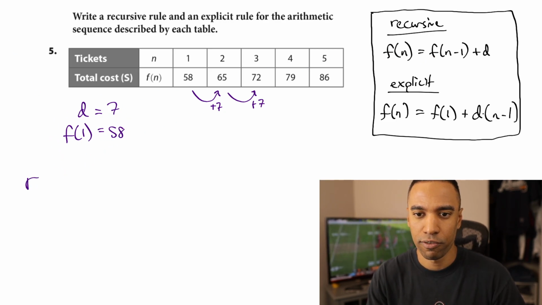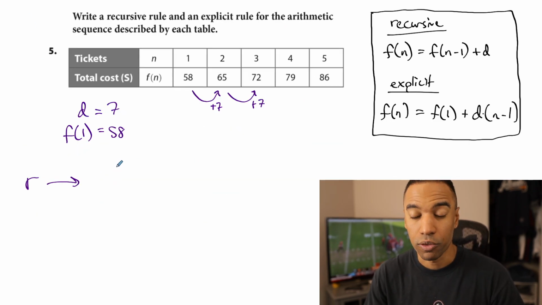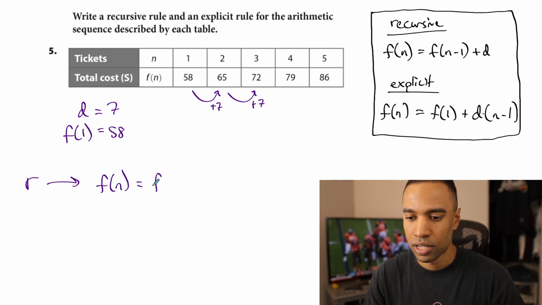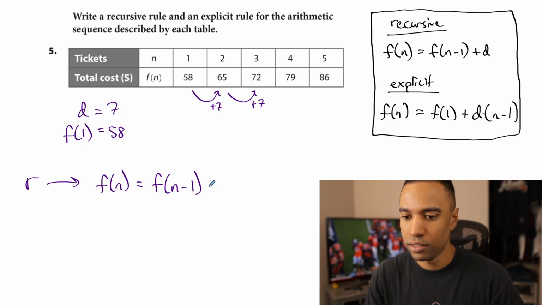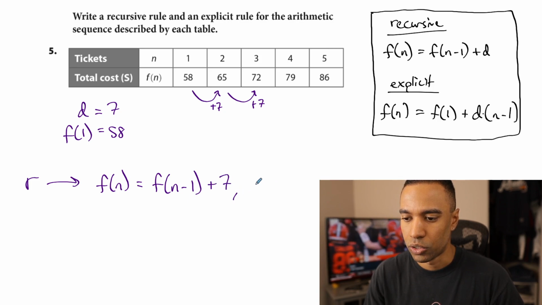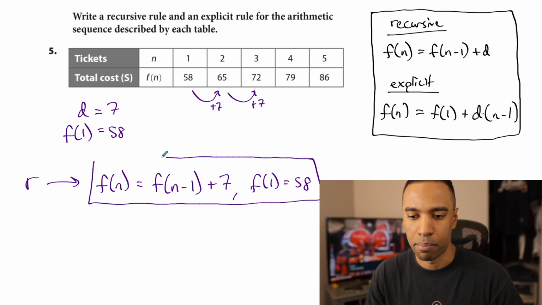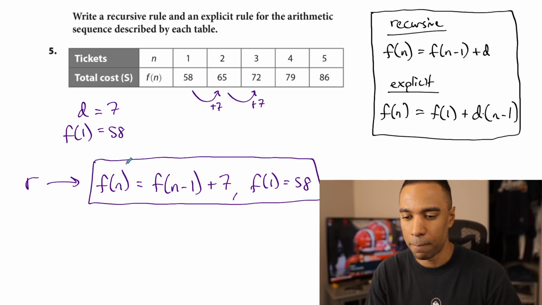For the recursive form, it's going to say f of n equals f of n minus 1 plus 7. We're starting at 58. F of 1 equals 58. Obviously, that's written right above, but for the sake of what I'm boxing, I want that to show up each time right there.